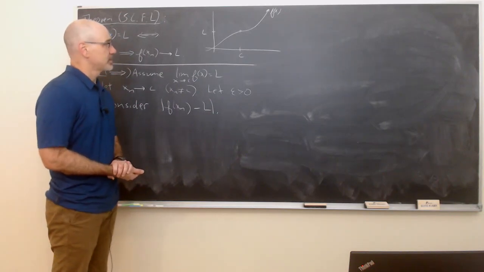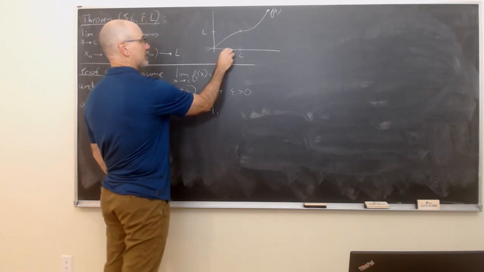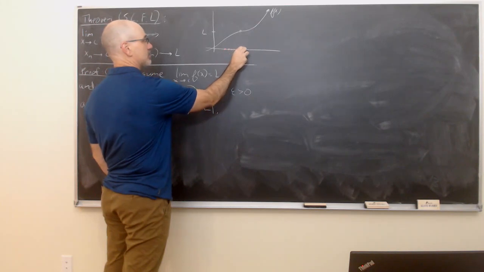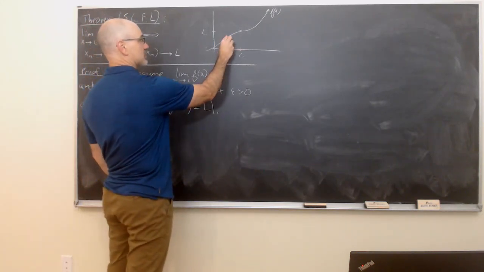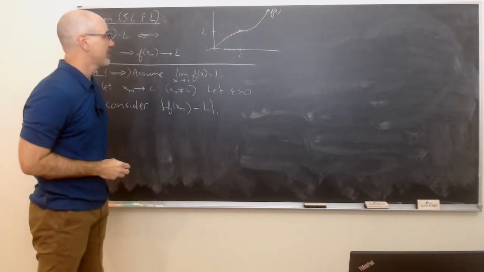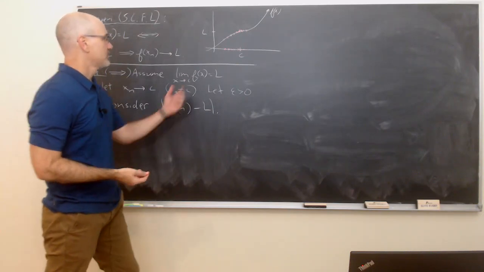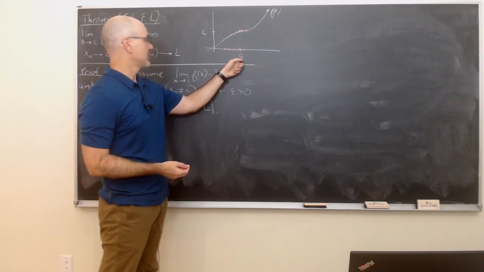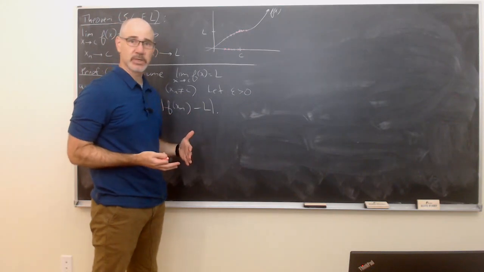Now what the sequential criterion says is that if I came along and took a sequence that's converging to c, so the points in my sequence get closer and closer to c, then it must be the case that if I take the function evaluated at those points, the function values of the sequence get closer and closer to L. So we're just taking particular points that are getting close to c, as opposed to the definition of the limit, which is thinking about all possible points that are within, say, delta of c.